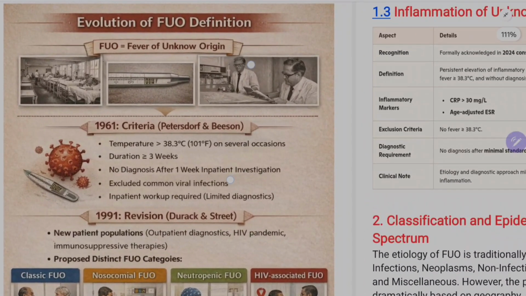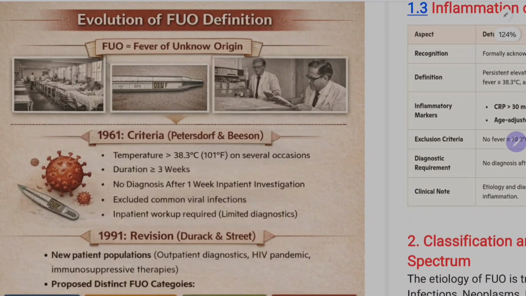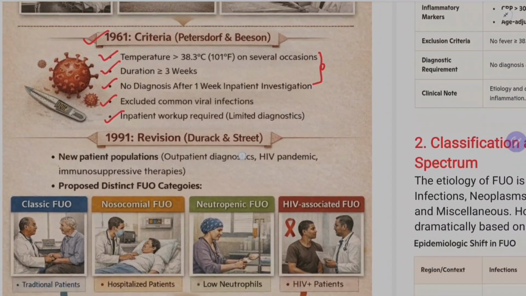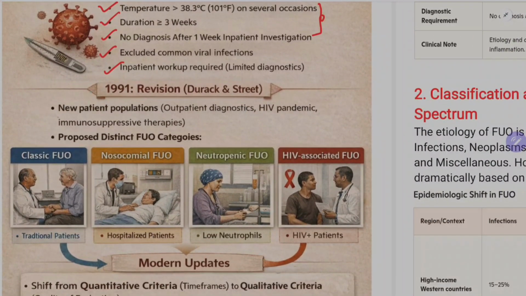Again, see the same thing in an infographic format. Evolution of the definition of fever of unknown origin. 1961 criteria: Petersdorf and Beeson. Temperature more than 38.3 degrees Celsius on several occasions. Duration more than or equal to 3 weeks. No diagnosis after 1 week of inpatient investigation. These are the 3 things. The main goal was to exclude common viral infections, and inpatient workup was required because at the time the diagnostics were limited. Later it was modified by Durack and Street in 1991.